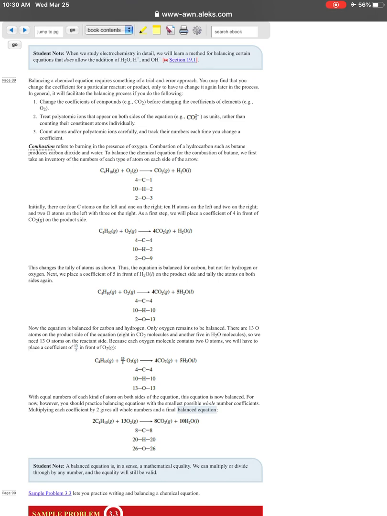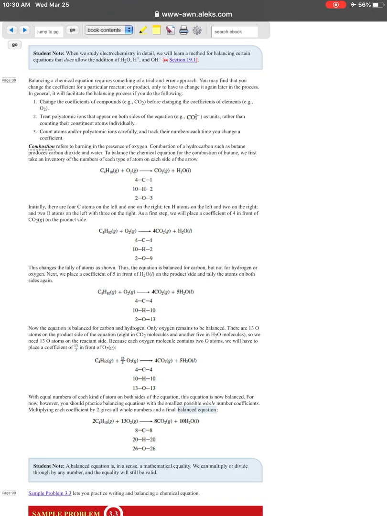C4H10 gas plus O2 gas yields 4 CO2 gas plus 5 H2O liquid. There are now 4 carbons on each side, 10 hydrogens on each side. Now the number of oxygens is 2 on the left and 13 on the right. Note that the equation is balanced for carbon and hydrogen. Only oxygen remains to be balanced.